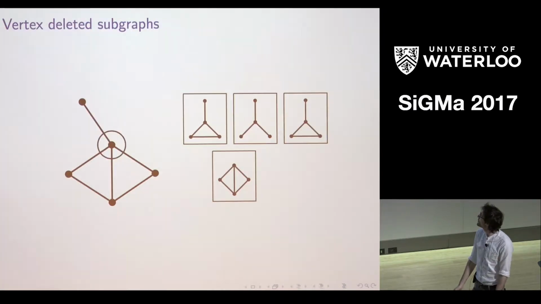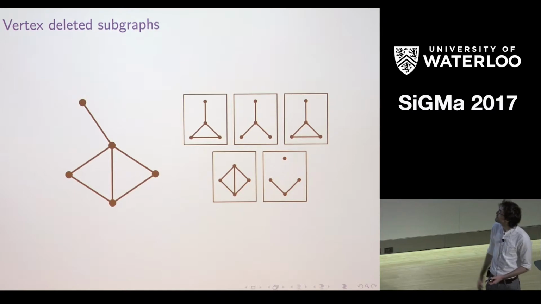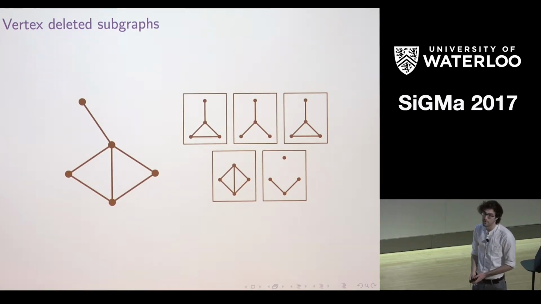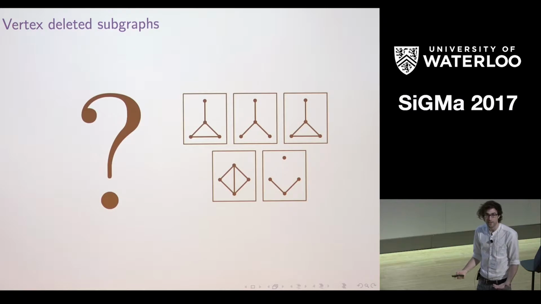If we run through all the vertices, we're going to end up with this collection of vertex-deleted subgraphs, and the original graph there on the left. But we can ask, what if we forget about the original graph, and we were just presented with this collection of subgraphs? Can we work out which graph it came from in the beginning? This is really the idea behind the reconstruction conjecture.